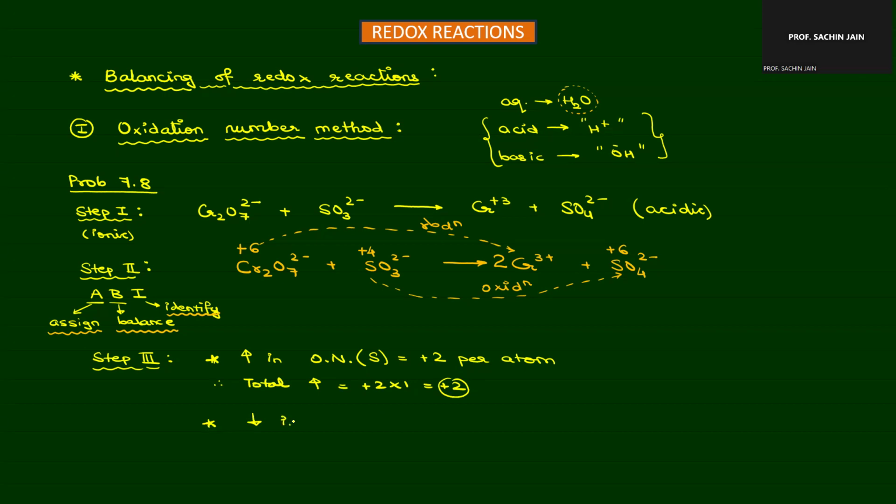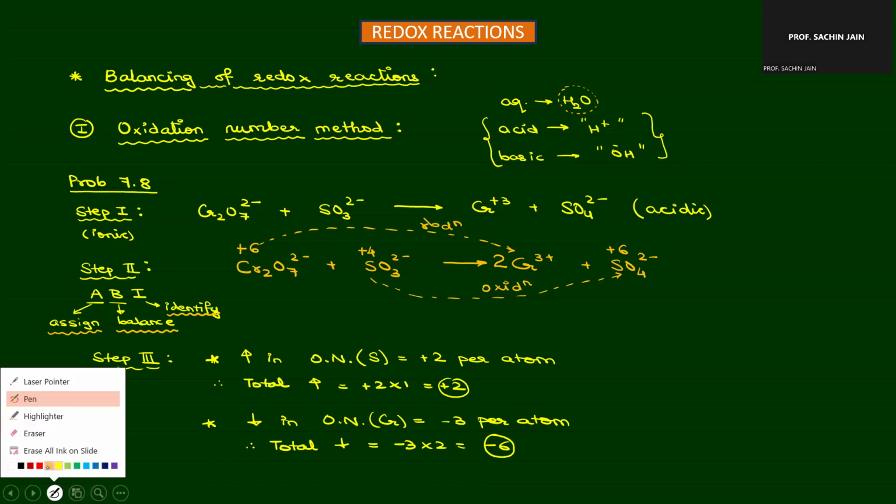Likewise, the decrease is happening for chromium. The decrease in oxidation number for chromium is from +6 to +3, that is -3. Again, this is the decrease per atom, but the number of chromium atoms is 2. That is why the total decrease would be -3 times 2, which is equal to -6.